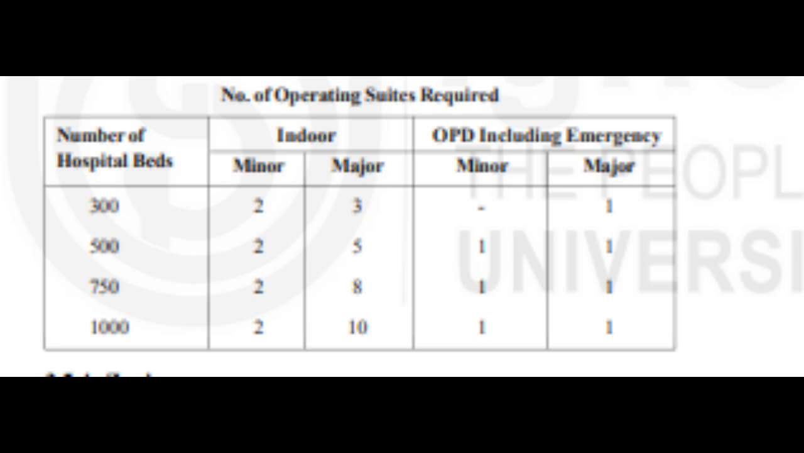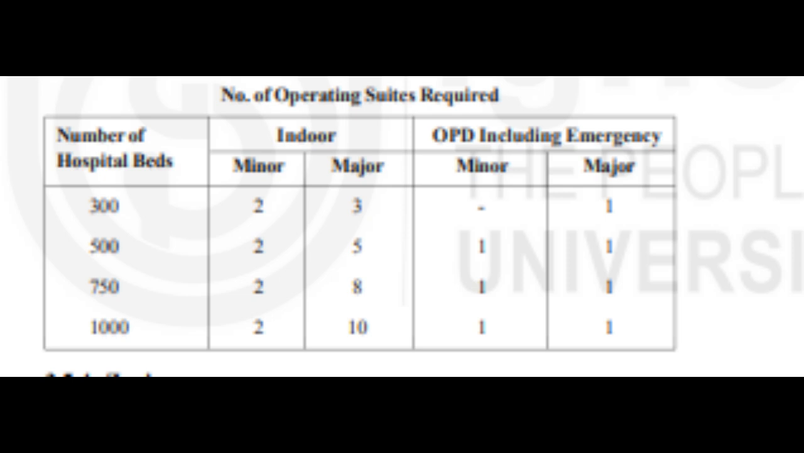The number of operations which can be performed in each operating suite can be determined by studying past trends and by conducting work studies or by making use of available standard norms. American authorities calculate one operating suite for 2 or 3 operations per day, while European authorities recommend that a minimum of 6 operations should be performed per day in one operating suite.